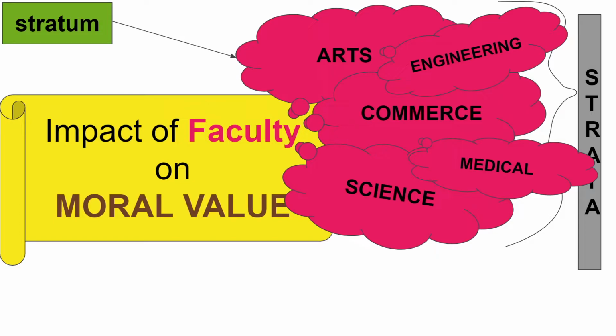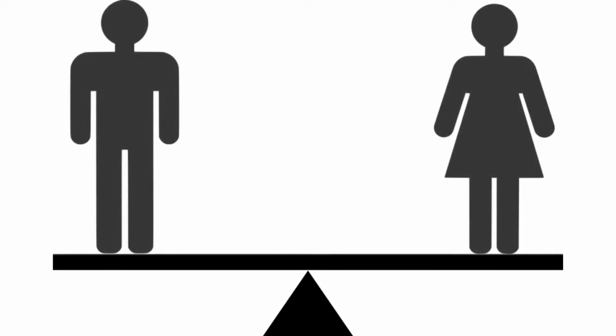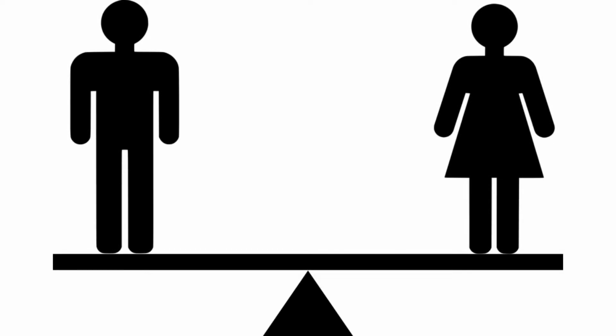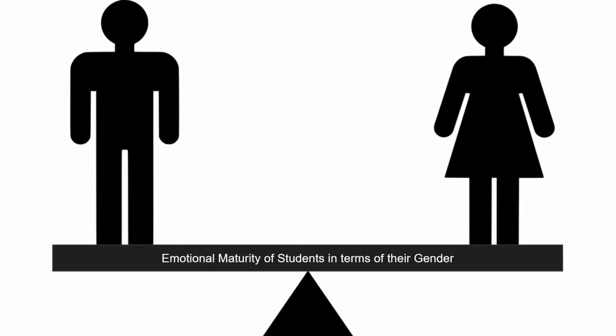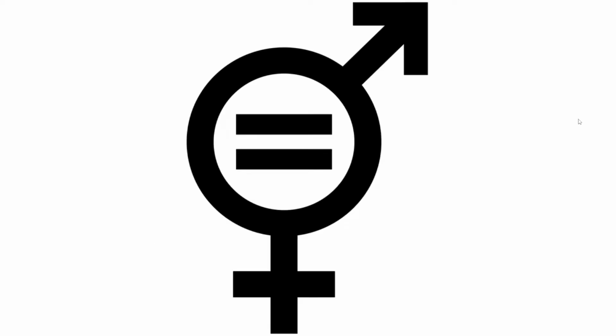Some independent variables, such as gender, have a fixed number of levels. For example, in the study of emotional maturity of students in terms of gender, only two levels of gender would be considered, male and female. But nowadays, the third level of gender, that is transgender, is also universally accepted. In such cases, there will be three levels of gender: male, female, and transgender.